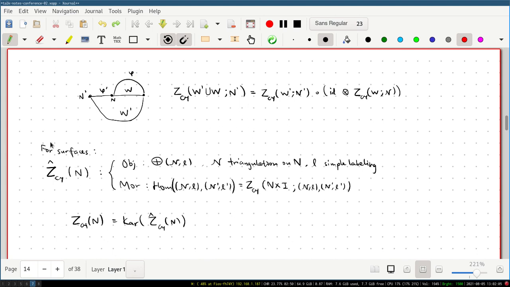So now to the polynomial two part for surfaces, we define the category of boundary values as such. First, the objects are a triangulation of the surface together with a simple labeling, and we take the formal direct sum of these. So these are the objects. And then the space of morphisms for such objects would be just the state space with the appropriate boundary conditions, of course extended to direct sums. And finally, for the category of boundary values, we take the Karoubi closure, the idempotent completion of that category.